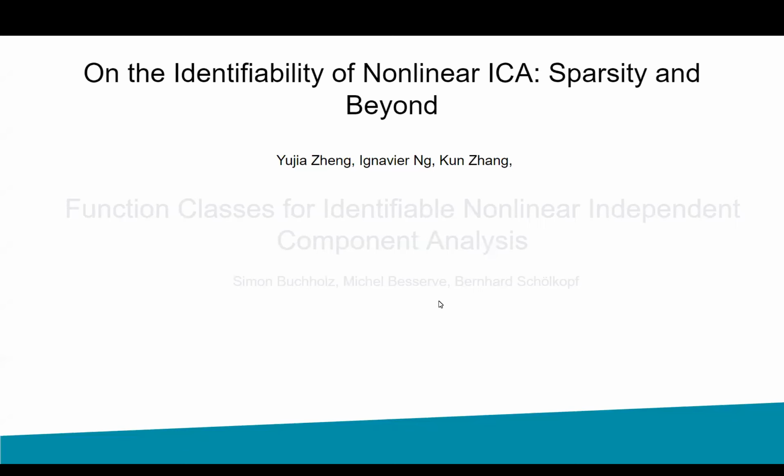Hi everyone, I'm Yorong, and I can talk about this paper on the identifiability of nonlinear ICA: sparsity and beyond. I was hoping to cover the function classes part of that paper before, but I couldn't. If Rogers and Xinhui can talk about some of it, I'll be glad.